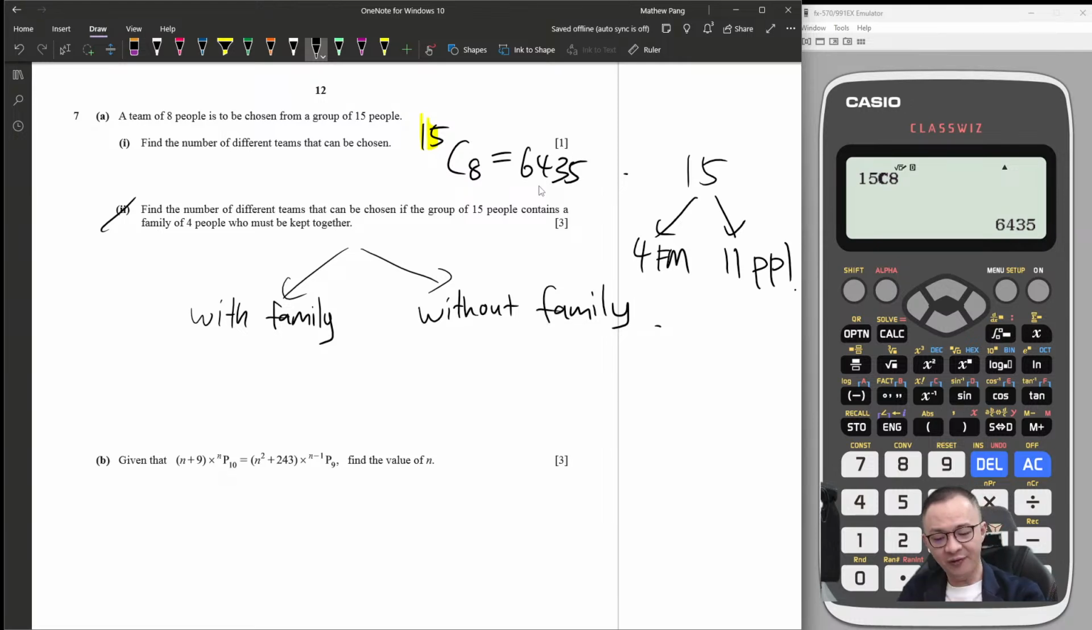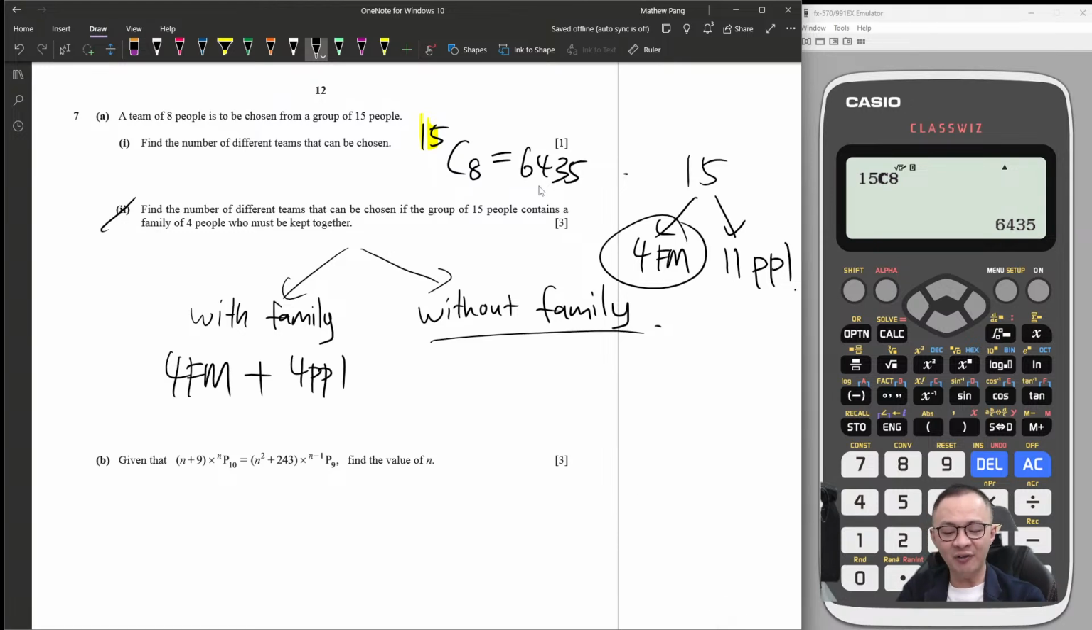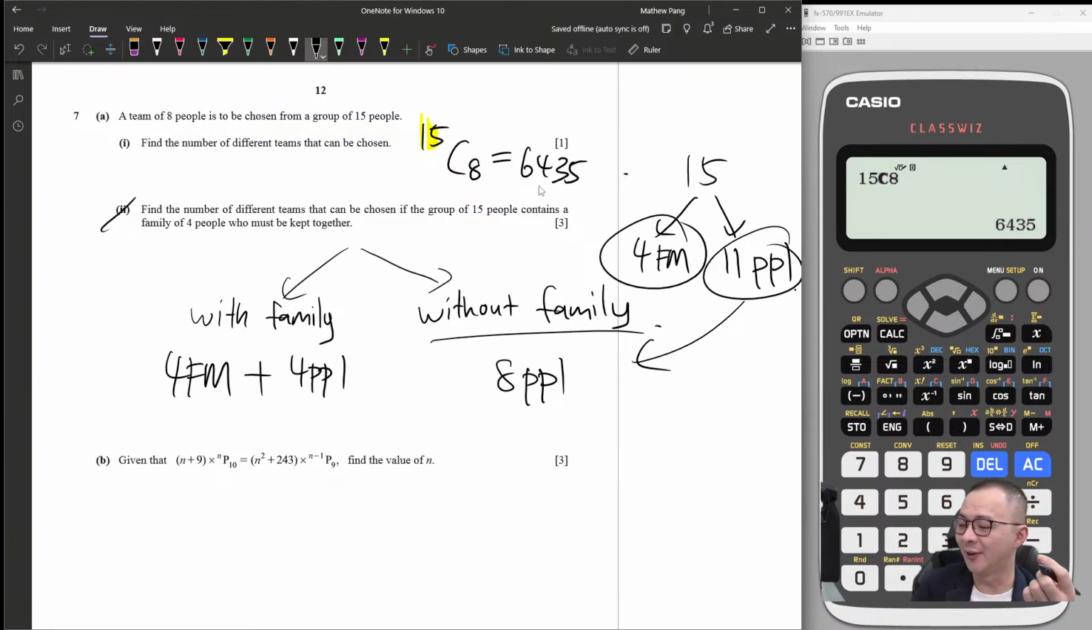If the family must be included here, I have to put the 4 family members here. Then I need to add another 4 more people, isn't it? If without the family, I will select 8 people from the 11 people here, isn't it? Make sense to you?